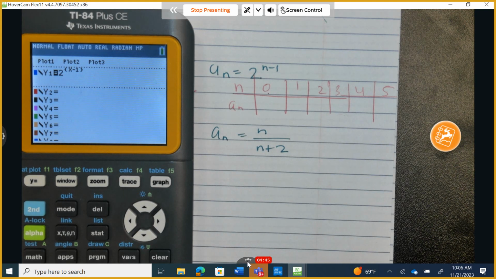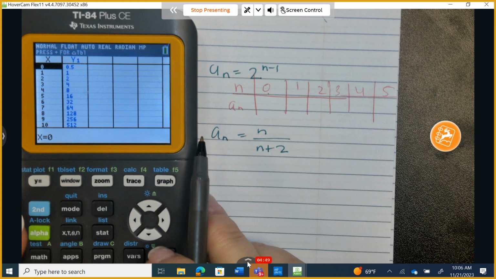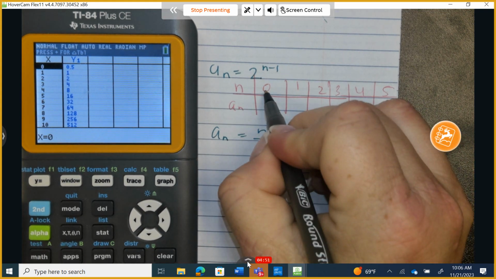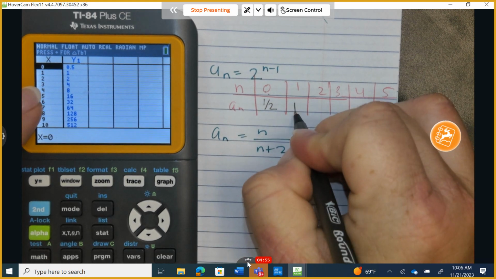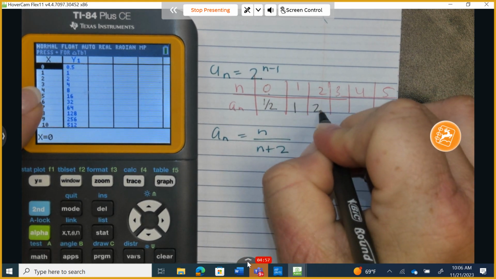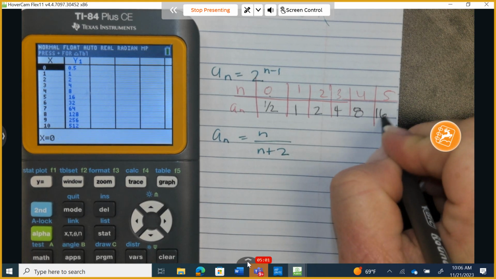Okay, and now I'm going to do second graph, which brings me to this table. If I plug in a 0, I get 0.5 or 1/2. If I plug in a 1, I get 1. 2 is 2. 3 is 4. 4 is 8, and 5 is 16.